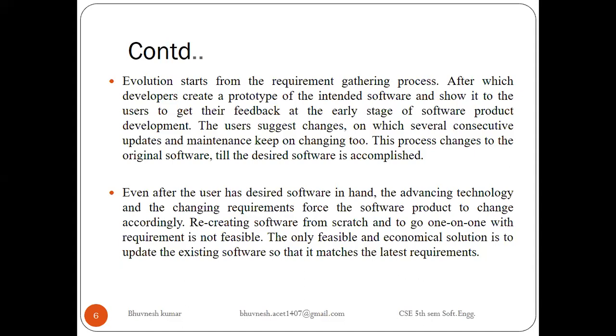And software engineering says your product should be efficient and it should be cheaper. And it should also be reliable. Then the last line says that the only feasible and economical solution is to update the existing software. It means you have to use the previous code and update, modify that code. Existing software should be updated so that it matches the latest requirement.